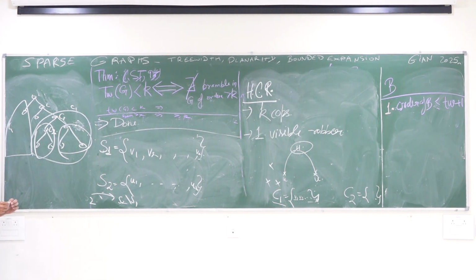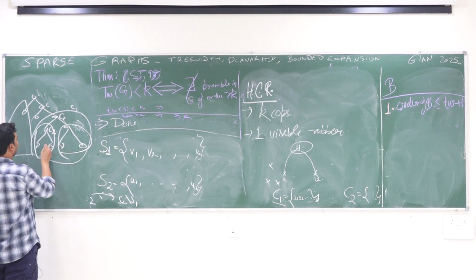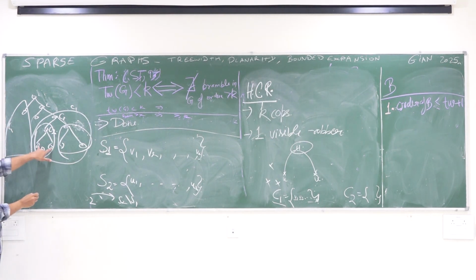Any of these two. But now they can see the robber. The robber is always visible. So let's say the robber was somewhere here. Now it's in one of these 2 vertices. I pick and now the robber cannot move. I move here. After a finite number of rounds, we can capture the robber in a tree using 2 cops.